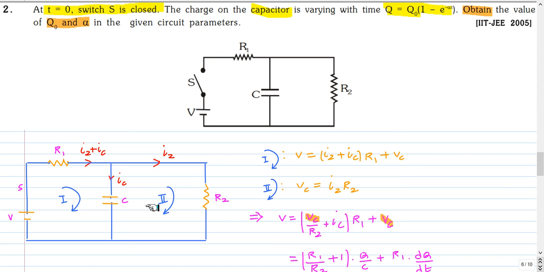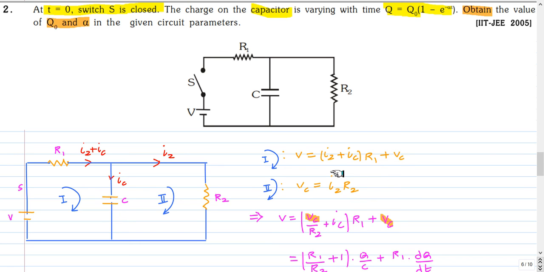So applying KVL in the first loop we get V equal to drop in R1, that is I2 plus IC into R1, plus drop in the capacitor, that is Vc. This is the first KVL equation, and the KVL equation in the loop 2 will be Vc equal to I2 into R2. The drop in the capacitor should be same as the drop in the resistance R2.